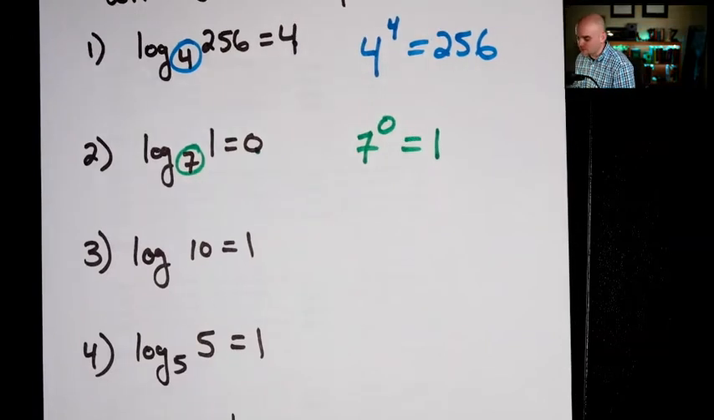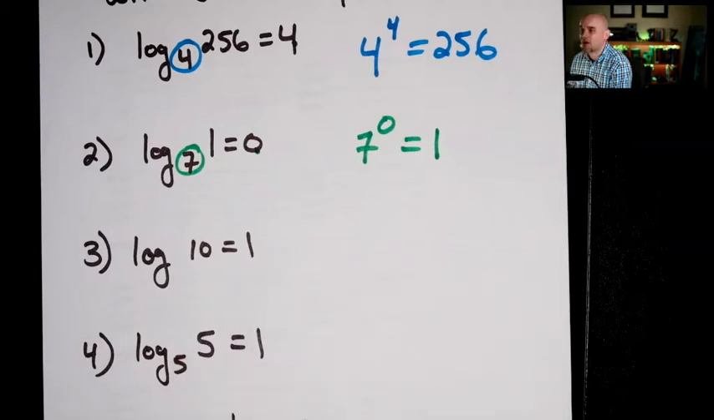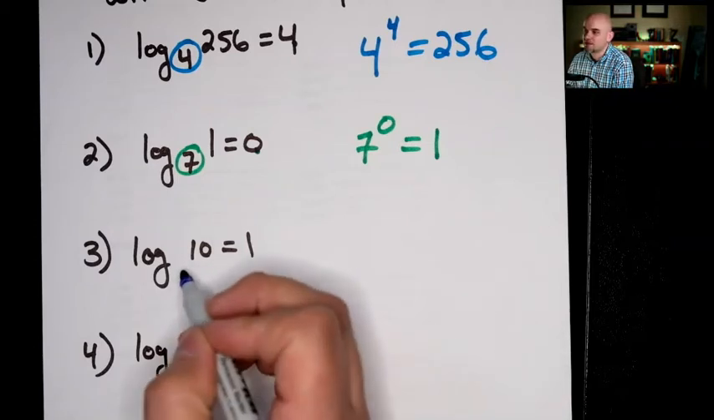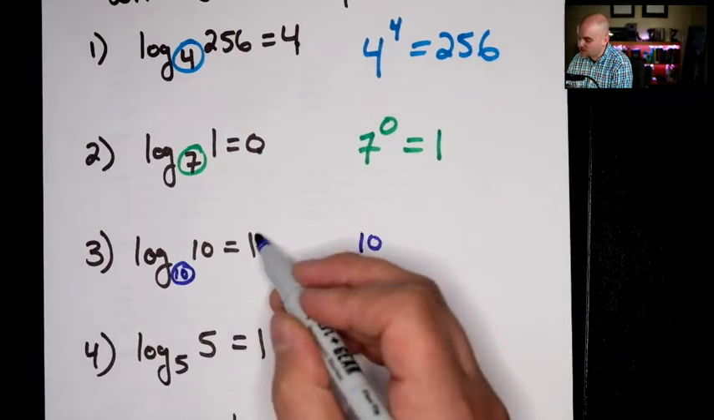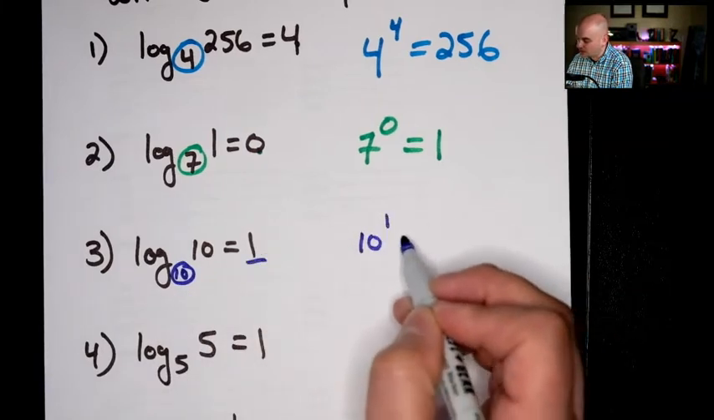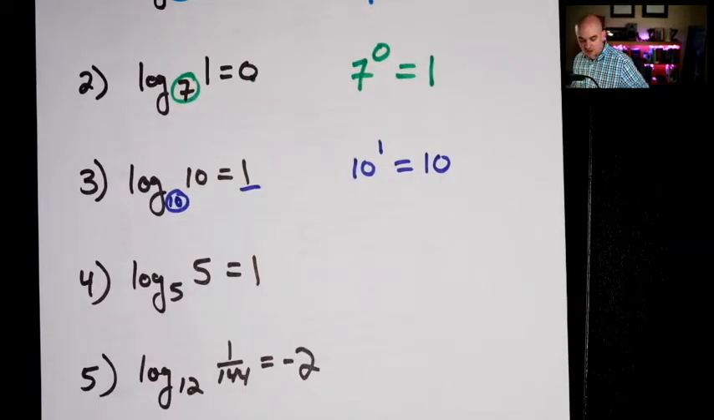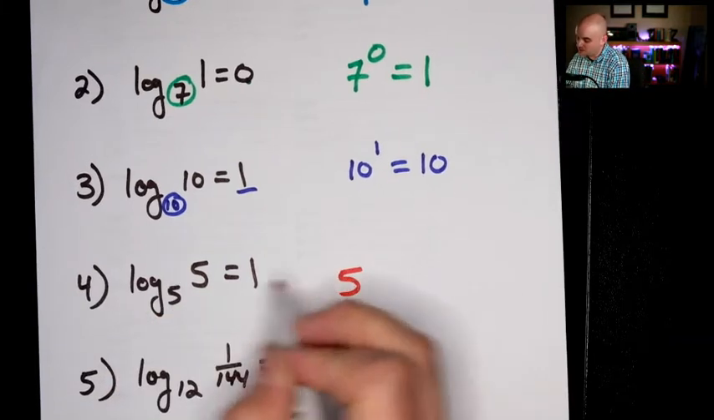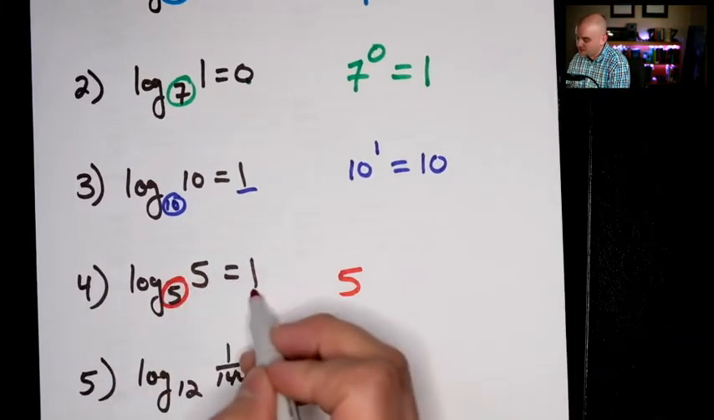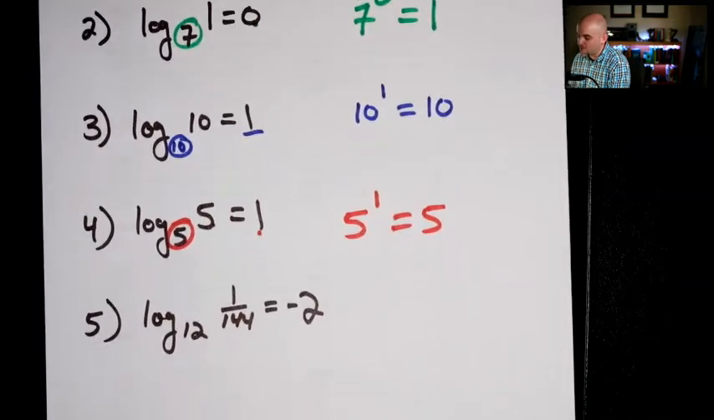For number 3, remember, if you have log with nothing written there, this is our common logarithm. That is a base 10. So our exponential form must have a base of 10. It's raised to that exponent, 1, and that equals 10. For the log base 5 of 5, I know that I must have in exponential form the same base, which is 5 right there. There's my exponent 1, and that equals 5 right here.